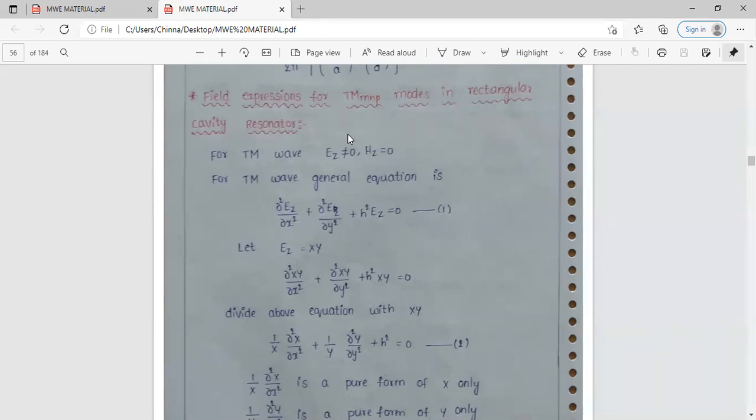We know that Ez is equal to X(x)Y(y). Substituting Ez, we get dou square XY by dou x square plus dou square XY by dou y square plus h square XY is equal to 0. Dividing by XY, we obtain 1 by X into dou square X by dou x square plus 1 by Y into dou square Y by dou y square plus h square is equal to 0. This is equation number 2.